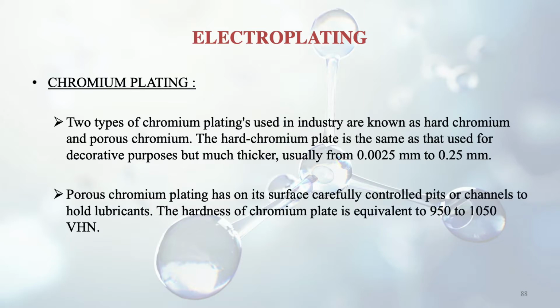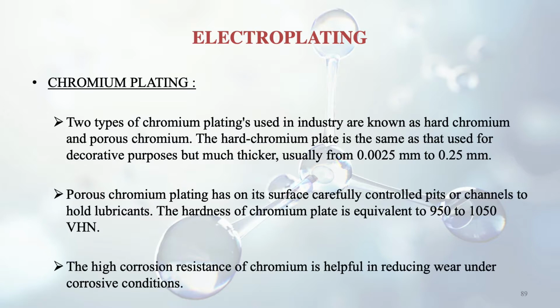And then the second one is porous chromium plating. It has on its surface carefully controlled pits or channels to hold the lubricants. So in this a little change is there. There are certain pits or channels that are made to hold the lubricants, which will prevent wear. The hardness of the porous chromium plating is equivalent to 950 to 1050 VHN, that is Vickers hardness number. The high corrosion resistance of chromium is very helpful in reducing wear under corrosive conditions. So these two types of plating we discussed in case of chromium electroplating.